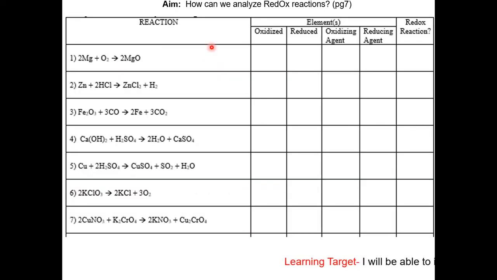In this table, you're given chemical reactions. Identify if it's a redox reaction or not. If it is a redox reaction, identify which element is oxidized, reduced, oxidizing agent, and reducing agent. Try to do this yourself. Pause the video and resume when completed. Here are the answers.